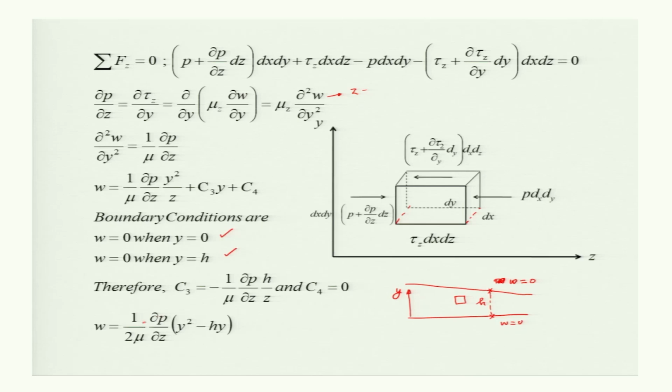Therefore, C4, this constant of integration, is 0, and C3 is having this value. When it is substituted in this equation of W, we get W equal to this one. Only the parabolic term is there, the linear term is not there. So, in this case, what is the case? This is the case of a plate in which the top plate is moving down. The velocity profile will be only this parabolic. This type of flow will be there.